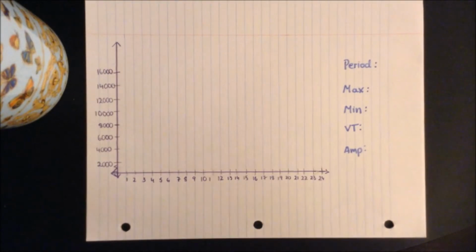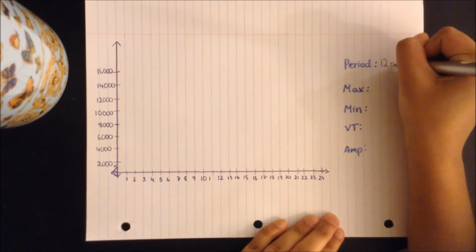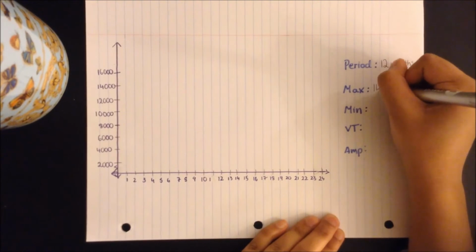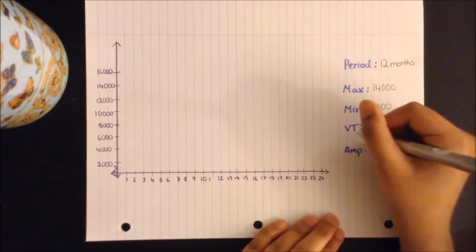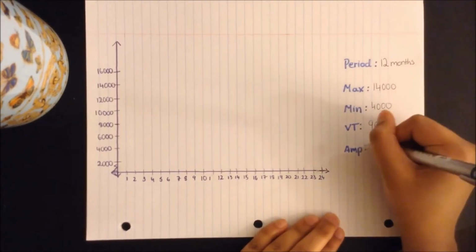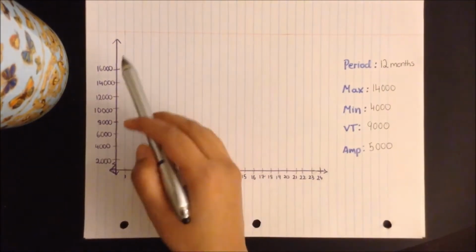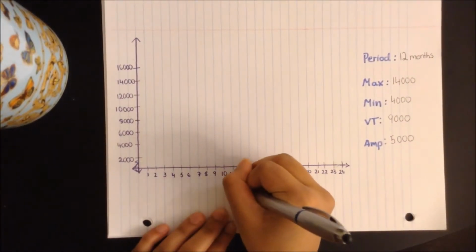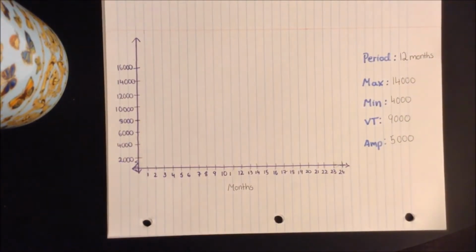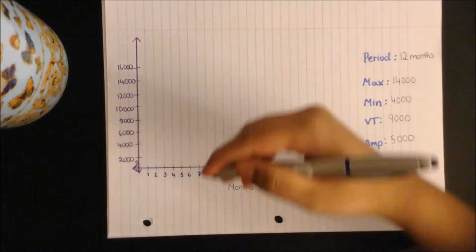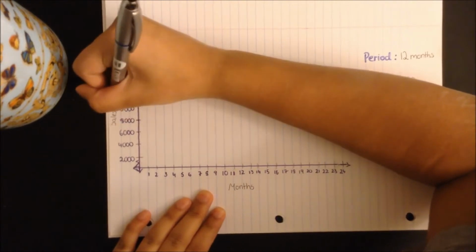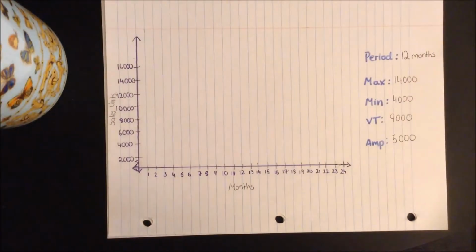I've already set up the graph. All we have to do now is set up all of the information that we found. So period being 12 months, max being 14,000, min being 4,000, vertical translation of 9,000, and amplitude once again 5,000. Don't forget to always include a title and subheading for your application graphing question, as it's a must.